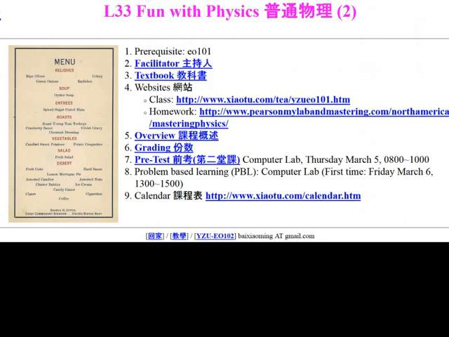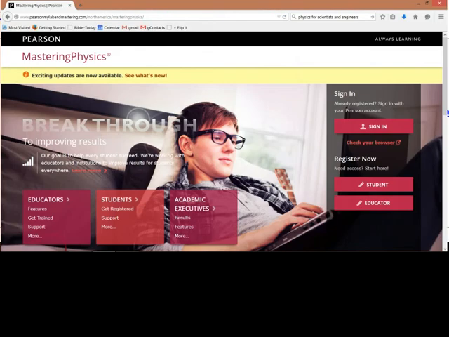The other website, which is important, is where you will find the homework. And you will find that by signing in, as you did last semester, to the masteringphysics.com website. Here you will sign in and be able to complete your homework as well as do the tests and quizzes, just similarly to how we did last semester. In fact, the pre-test is already set up online for you to work on, and we will have that next class.